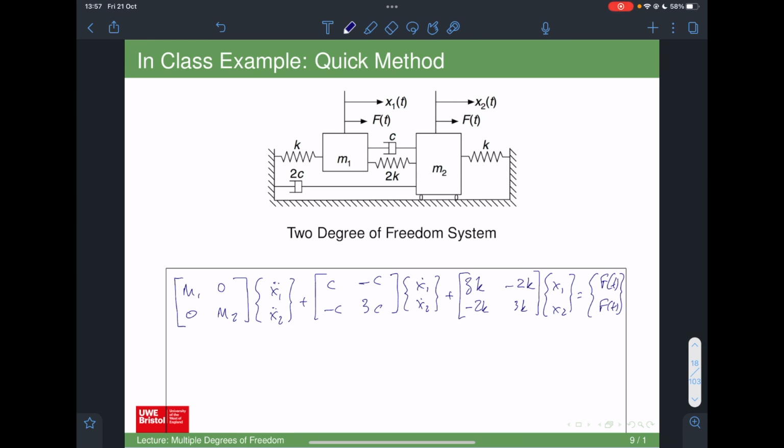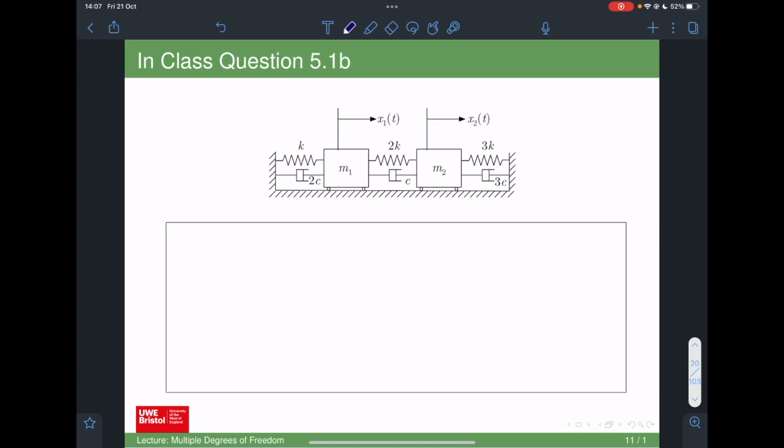So from the picture, we've gone straight to the matrix form, so we didn't have to do Newton's second law. But if you expanded them out, you'd end up with two equations, one for mass 1 and one for mass 2. That would be your Newton's second law. F of t, F of t. So the same force is being applied to both masses. Okay, so let's do this one then. Again, the mass matrix is simply M1 and M2.